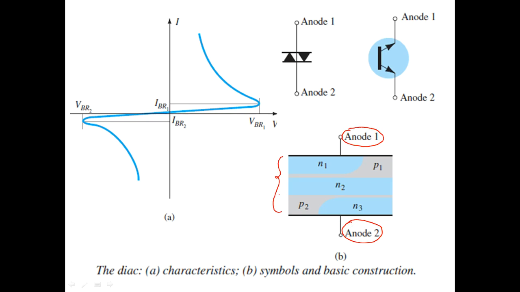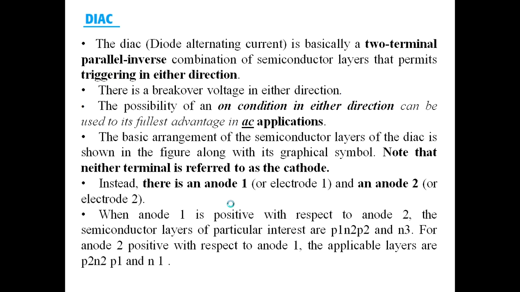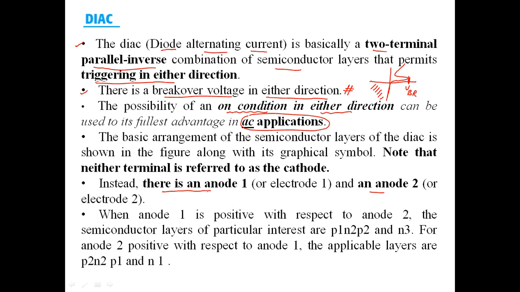So we'll just try to understand why we get this particular characteristic. Okay, then there is an anode 1 and anode 2. When anode 1 is made positive with respect to anode 2, the semiconductor layers of particular interest are P1, N2, P2. Okay, we'll be looking at these in detail. But before that, let us first try to understand some basics which will really help us in understanding a diac in a much better way.